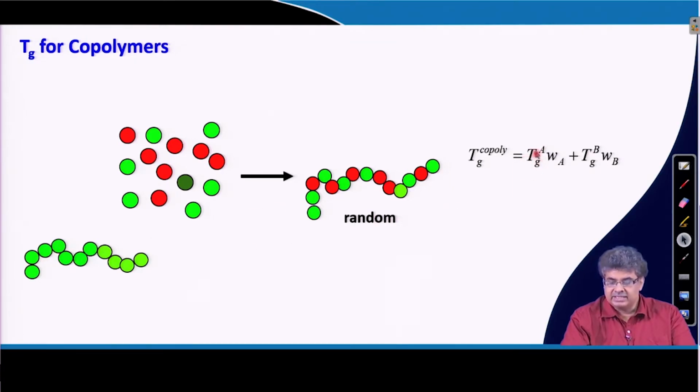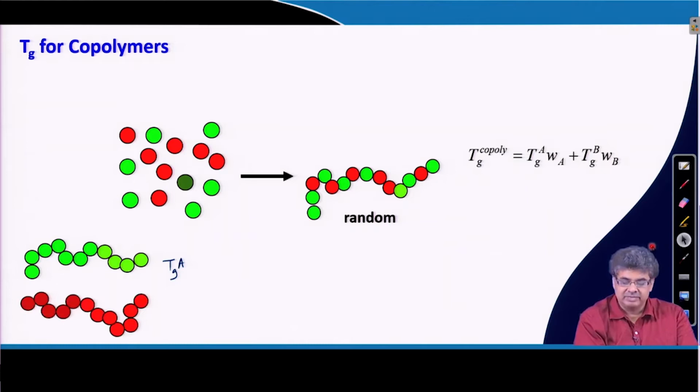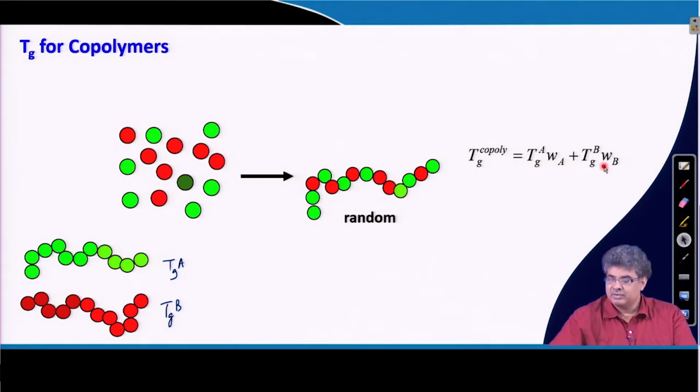Tg A is the homopolymer's Tg. In this case, if this is A, then Tg A is the glass transition temperature for this homopolymer, and Tg B is the glass transition temperature for the other homopolymer. This equation generally overestimates the Tg of the copolymer.